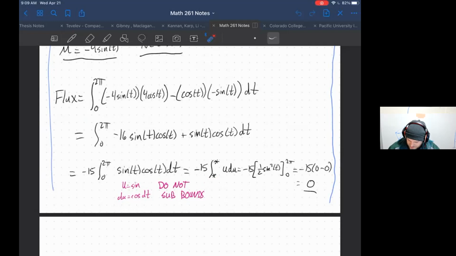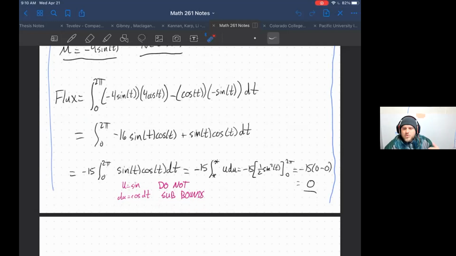Unfortunately, this is an example that also gives you a 0, but it's not because the bounds in the u substitution would be the same. It's because when you evaluate this, you get 0 minus 0, or stuff that cancels out. So this is a point for these flux, for these work integrals: don't substitute the bounds if you do a substitution.